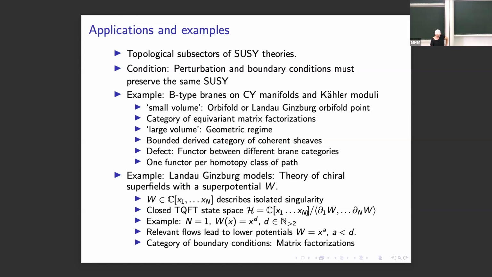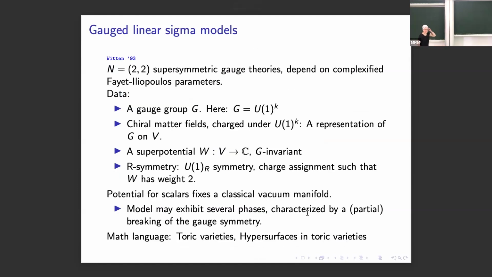Okay. And now the point is that all of these categories I described can be viewed from the perspective of a gauge linear sigma model, which is known since '93, when Witten wrote his paper on gauge linear sigma models, and their phases. These are N=(2,2) supersymmetric gauge theories and depend on some parameters called complexified Fayet-Iliopoulos parameters. There is a mathematical language in terms of toric varieties and hypersurfaces in toric varieties. From a physics perspective, the theories are specified by a gauge group. In my case, it's an abelian gauge group U(1) of some rank K. Then there are chiral matter fields, which means a representation of this gauge group specified by some charges or weights under this U(1).